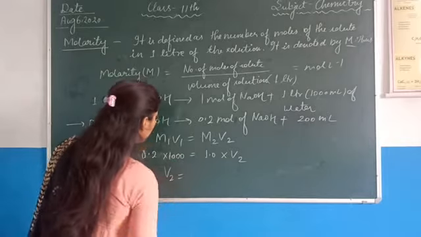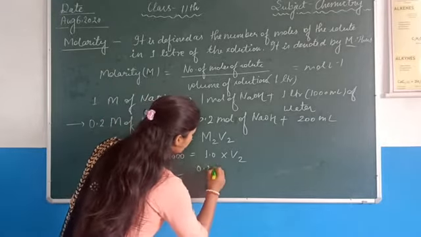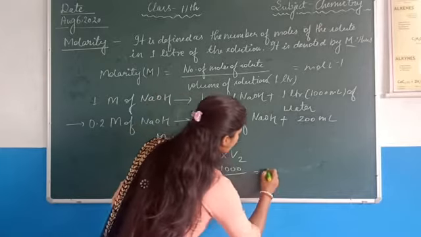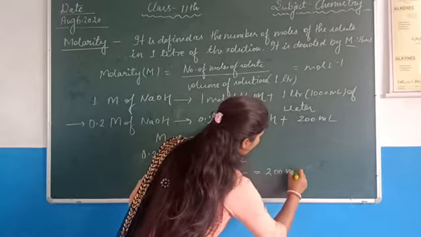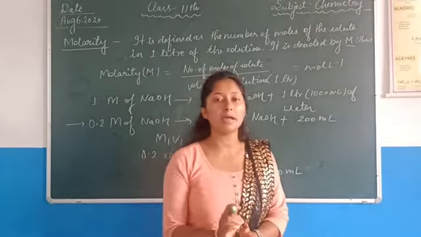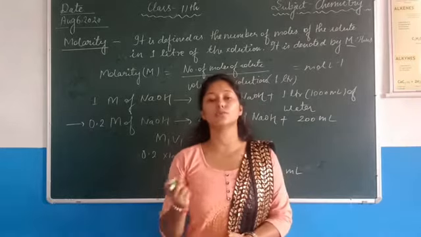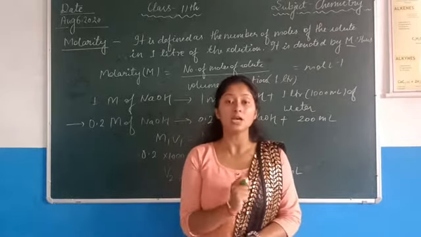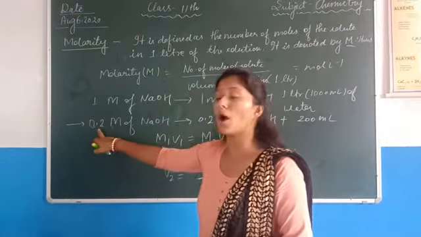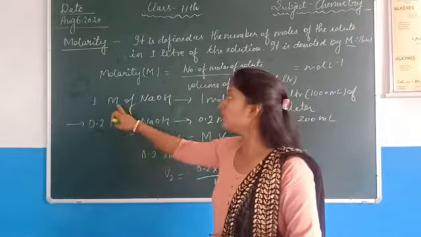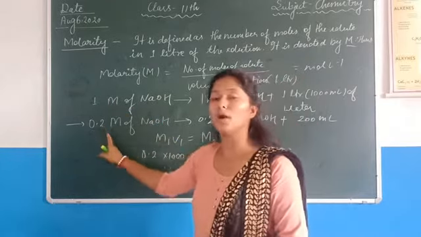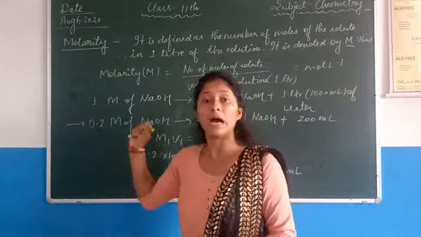Okay, so V2 is equals to 0.2 into 1000 divided by 1.0, that means 200 ml of water. Okay, so 200 ml of water में अगर हम 0.2 moles of sodium hydroxide add करेंगे, so we prepare a solution of molarity 0.2. From 1 molarity solution of sodium hydroxide we prepare 0.2 molarity solution of sodium hydroxide.